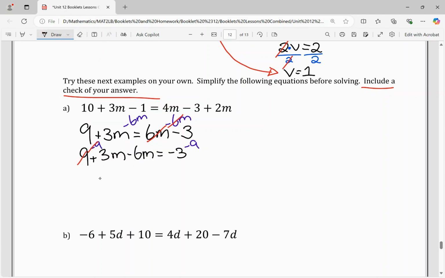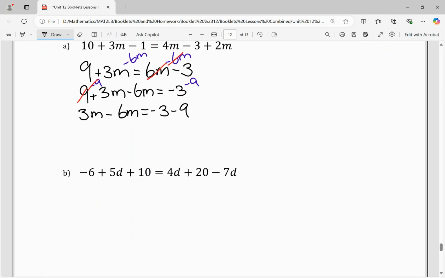I'm going to be left with 3m minus 6m is equal to -3 minus 9. Good. So now we have all of our terms with a variable on the left and all of our terms without a variable on the right. So I can say that 3m minus 6m is equal to 3 minus 6 is -3, and then the variable stays the same. And that is equal to -3 minus 9, which is -12.